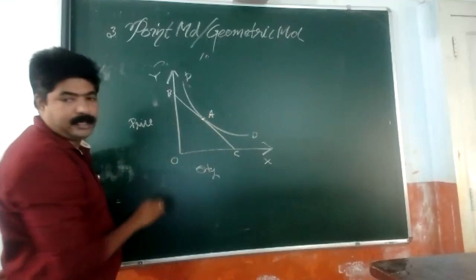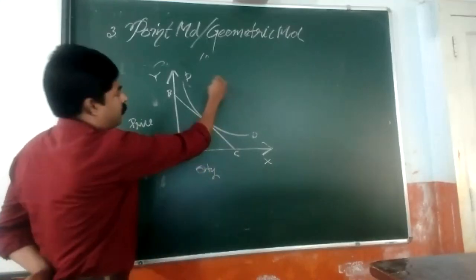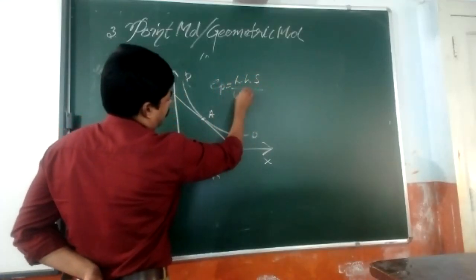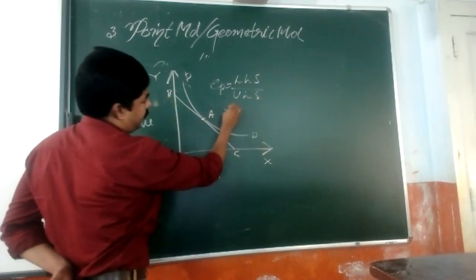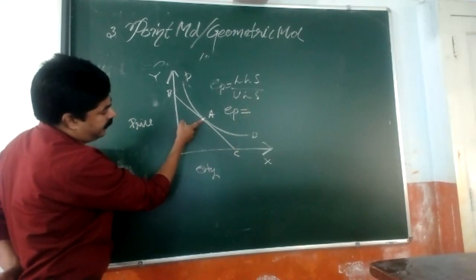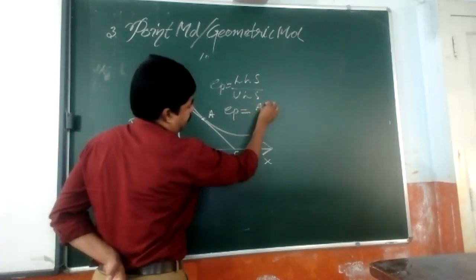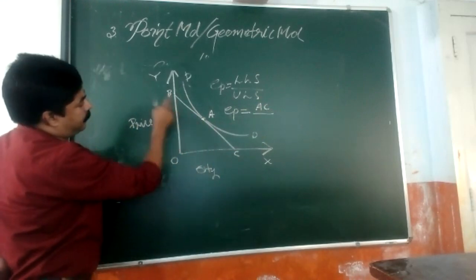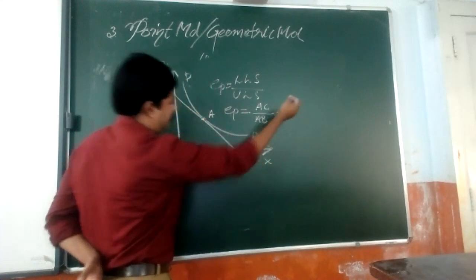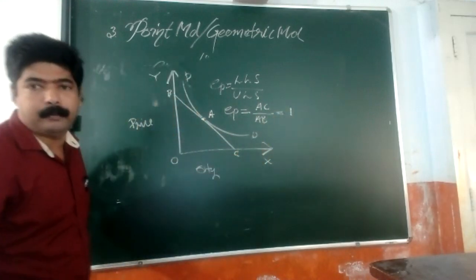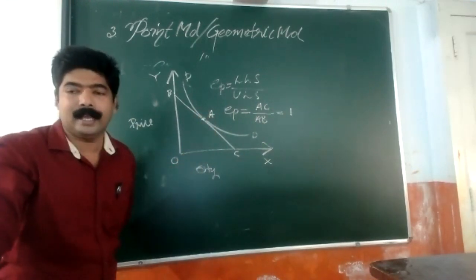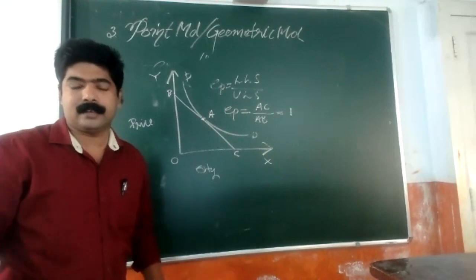So we have to calculate using the same formula. What is the formula? Lower line segment upon upper line segment. So we write the price elasticity of demand is equal to lower line at the point A, which is AC, upon upper line, which is AB. AB. Therefore, the value is equal to 1, because as I told you, if the point comes exactly at the center of the demand curve, the value will be equal to 1. Is that clear?